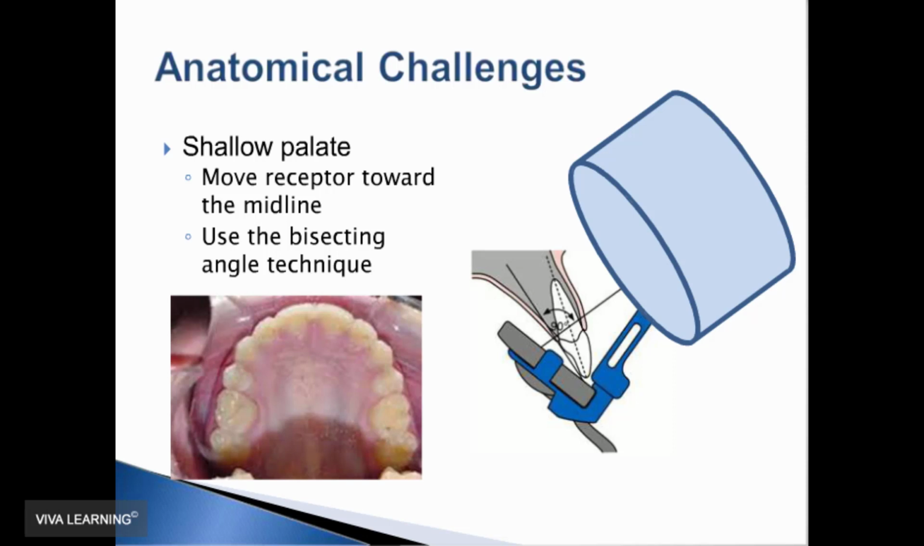So here are just some examples. Here's that shallow palate. Again, I want to reduce the vertical to accommodate a more angular position so I'm closer to the bisecting plane, and I want to be placing in the midline where the palate is the highest. This may also occur on the mandible where the floor of the mouth is shallow, and you can use a very similar approach. Make sure that the apical edge of the receptor is as close to the tongue as possible.